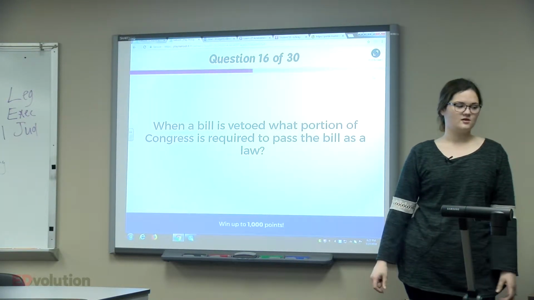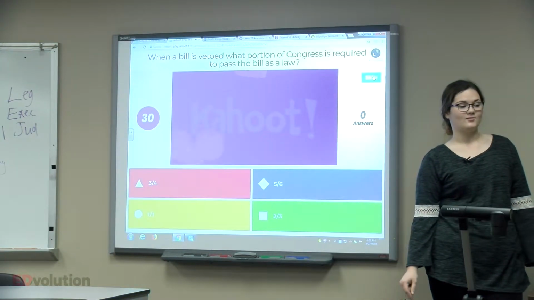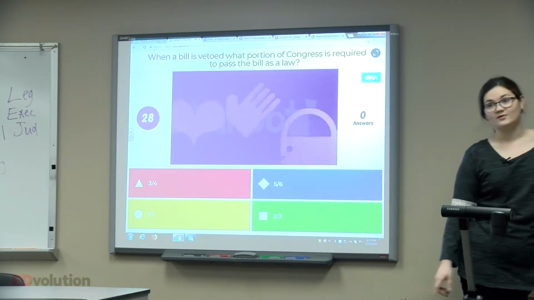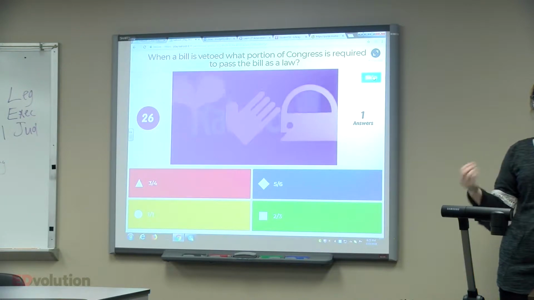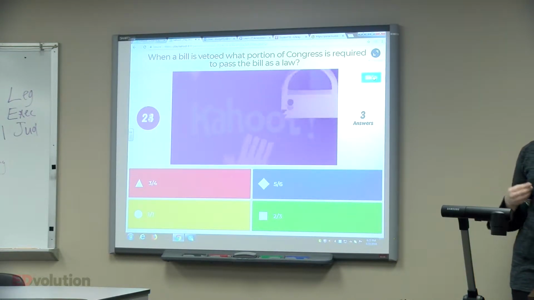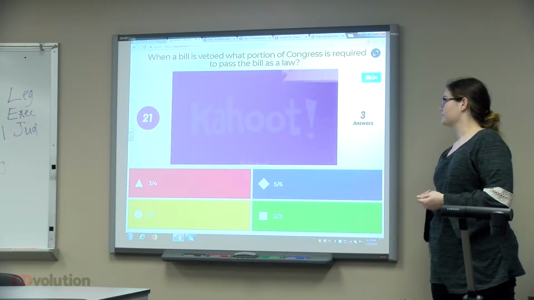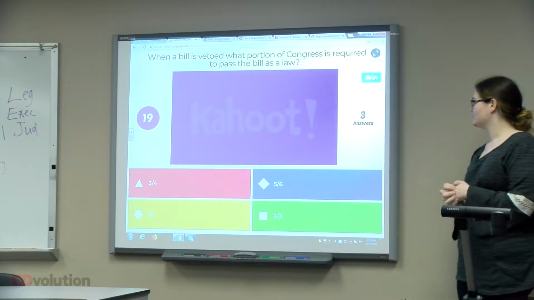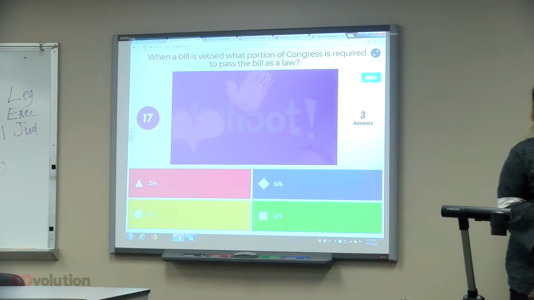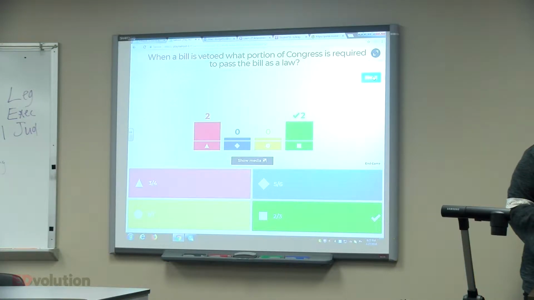When a bill is vetoed, what portion of Congress is required to pass the bill? The process of a bill is on there, one part or another. It might not be the whole thing, but you will get pieces of it. Or at least mine was. Yep, it's a 2/3 majority. 3/4 was close, but it's still not right.